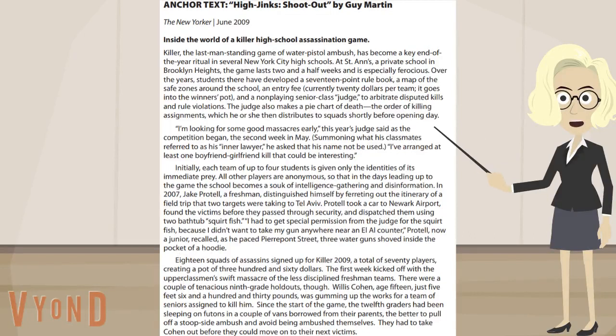Protel took a car to Newark Airport, found the victims before they passed through security, and dispatched them using 2 bathtub squirtfish. "I had to get special permission from the judge for the squirtfish because I didn't want to take my gun anywhere near the security counter," Protel, now a junior, recalled as he paced Pierpoint Street, 3 water guns shoved inside the pocket of a hoodie. 18 squads of assassins signed up for Killer 2009, a total of 70 players, creating a pot of $360.